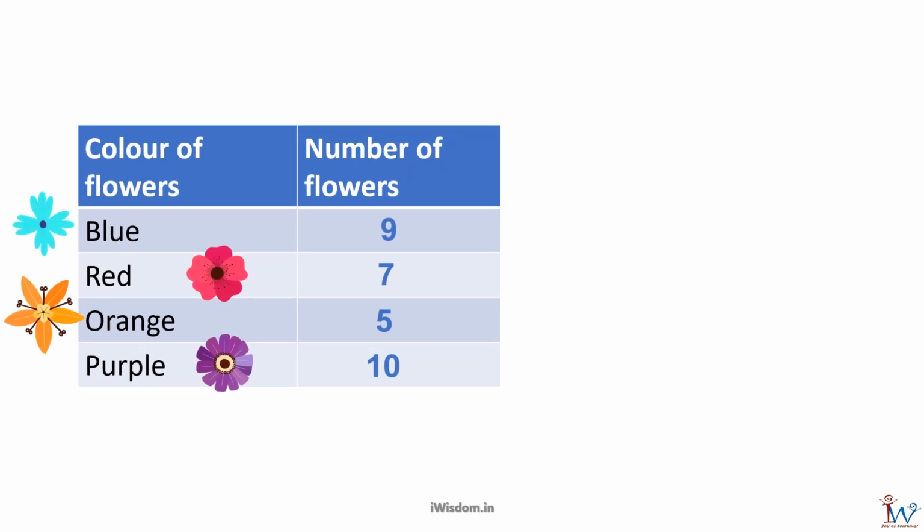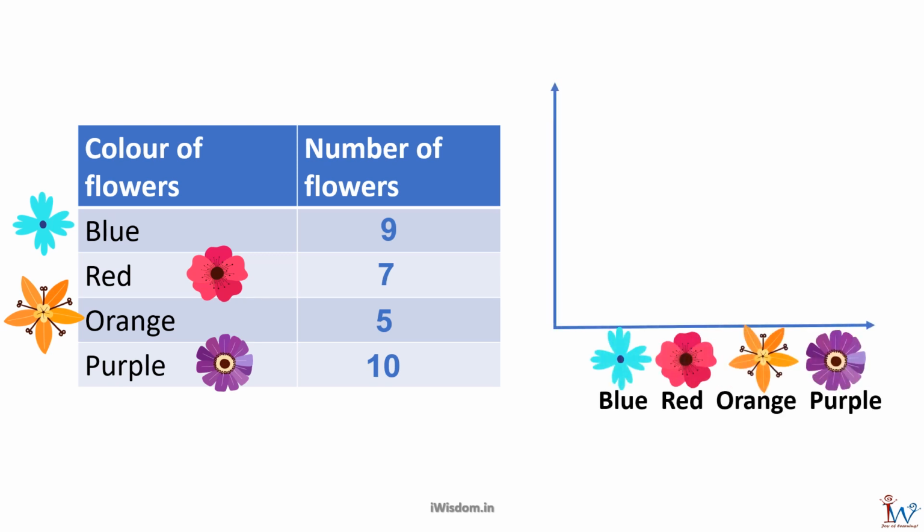Now let's try and convert this table into a picture that is easy to understand and analyze. For that we first draw 2 lines. On the horizontal line we represent the colored flowers. On the vertical line we represent number of flowers. This area between 2 lines is available for us to draw pictures.